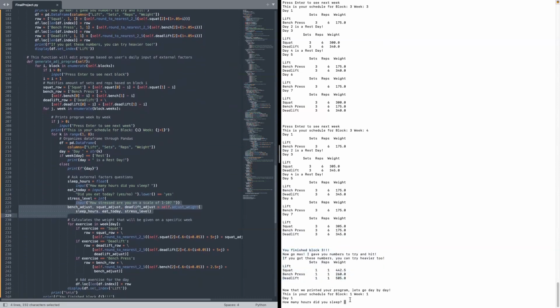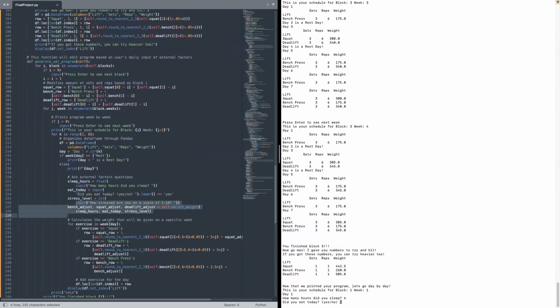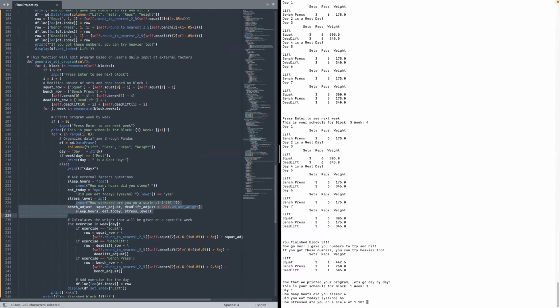So right here, going back to the right, how many hours did I sleep? Let's say I slept 4 hours. I was studying for an exam. Did I eat today? No, I didn't. And how stressed am I? I will say 7. I'm pretty stressed because I have an exam.